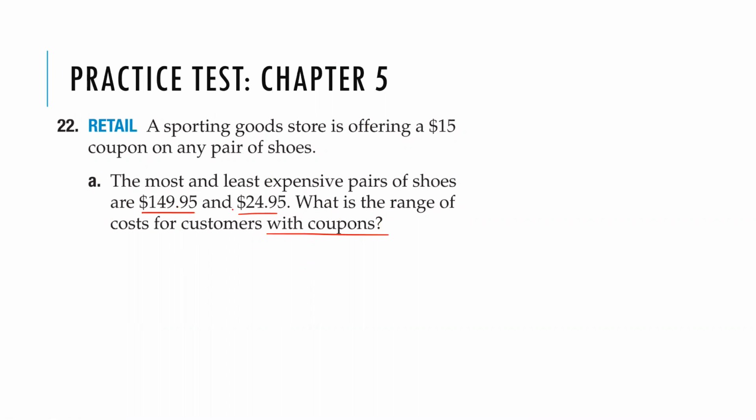Okay, so now you might look at this and say, okay, well, the range, the cheapest one is $24.95, and then the most expensive one is $149.95, but it's asking what is the range for the customers with coupons. And remember, the coupon is a $15 coupon. So we are subtracting 15 from each of these values here.